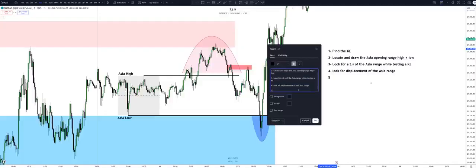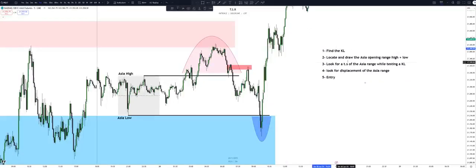And of course, step number 5 comes the entry. So where do you enter? Actually, you know what? We'll talk about the entry soon. Okay, so these are your steps.